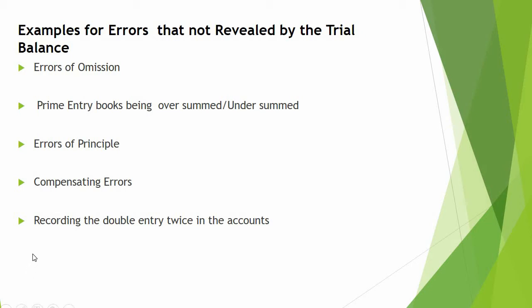Another accounting error that does not reveal the trial balance is recording the double entry twice in the accounts. For example, recording the electricity expense twice for the month of March.